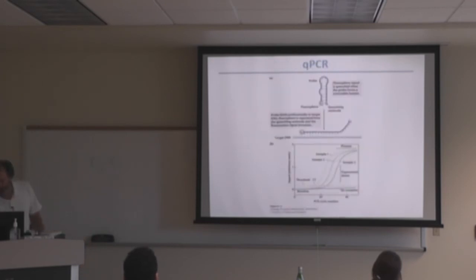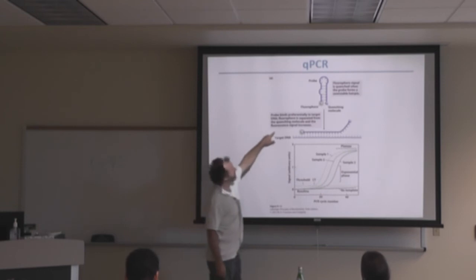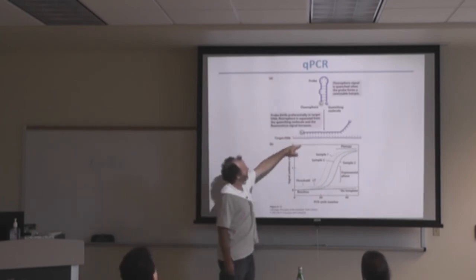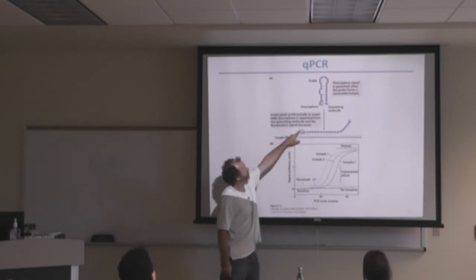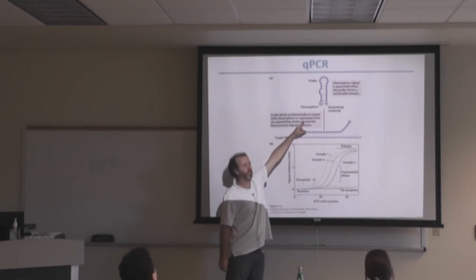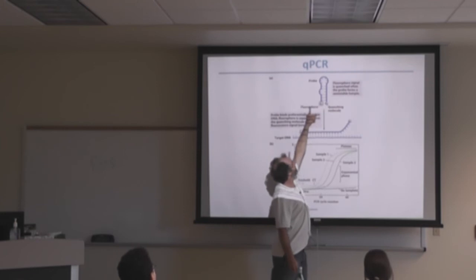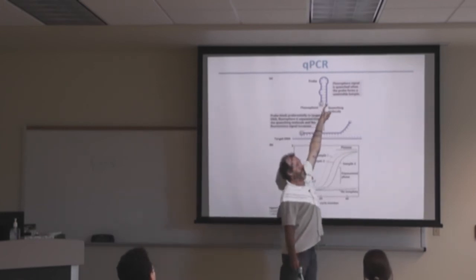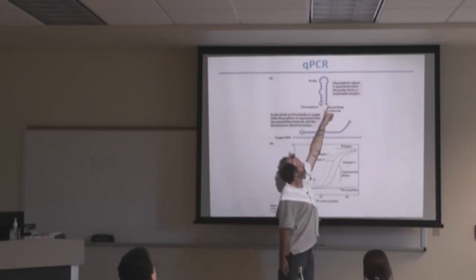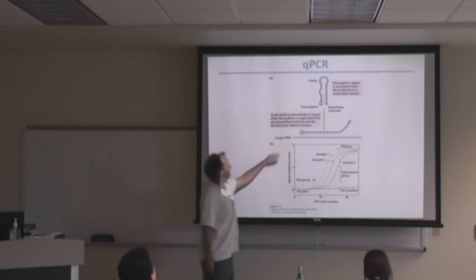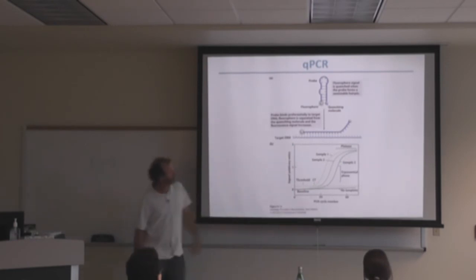And you get graphs like this. This shows you that fluorescent quenching primer, and it'll fold up like this normally. That's a hairpin loop, and the quencher is next to the fluorophore. You excite the fluorophore, it transfers that to the quencher, which is another fluorescent molecule. Then when you separate them, you'll get fluorescence.